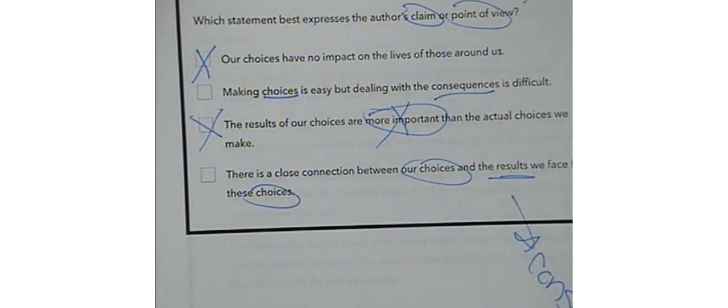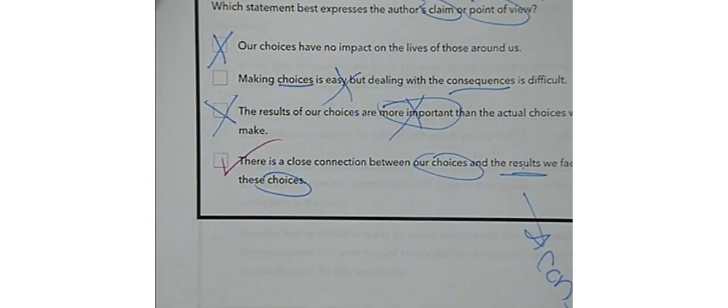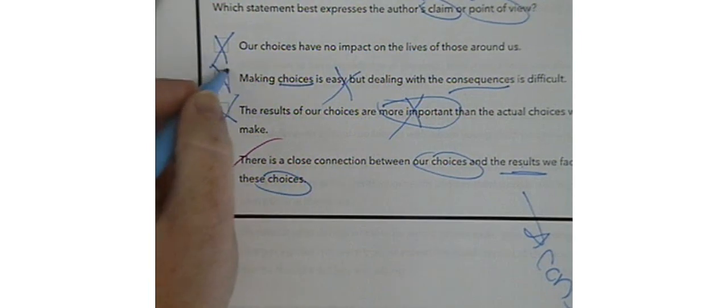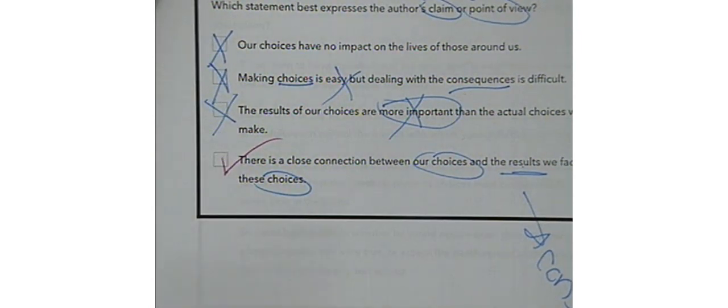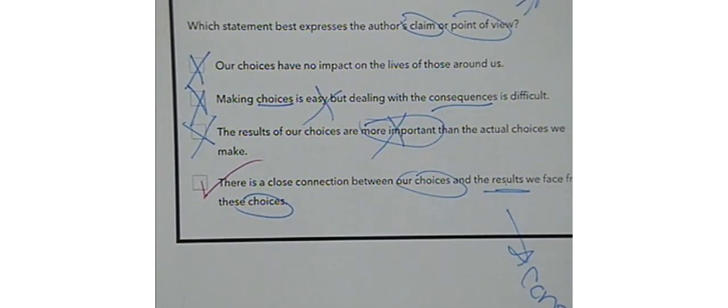B says making choices is easy, but dealing with the consequences is difficult. Here we have this opinion word. Nowhere do they talk about what is easy. They are just stating the facts. So that is going to make D the correct answer here. Remember, this was the most missed question. So if you missed it, hopefully this has explained to you why.